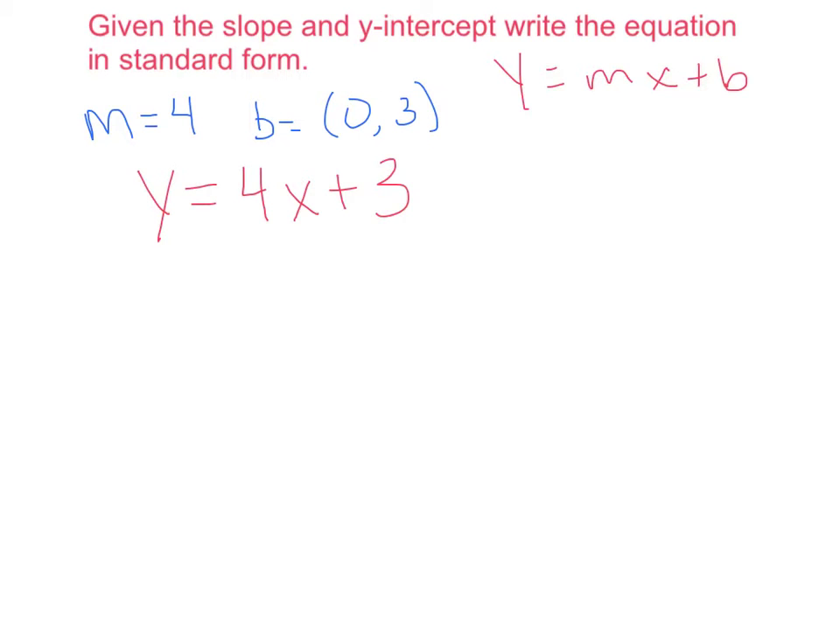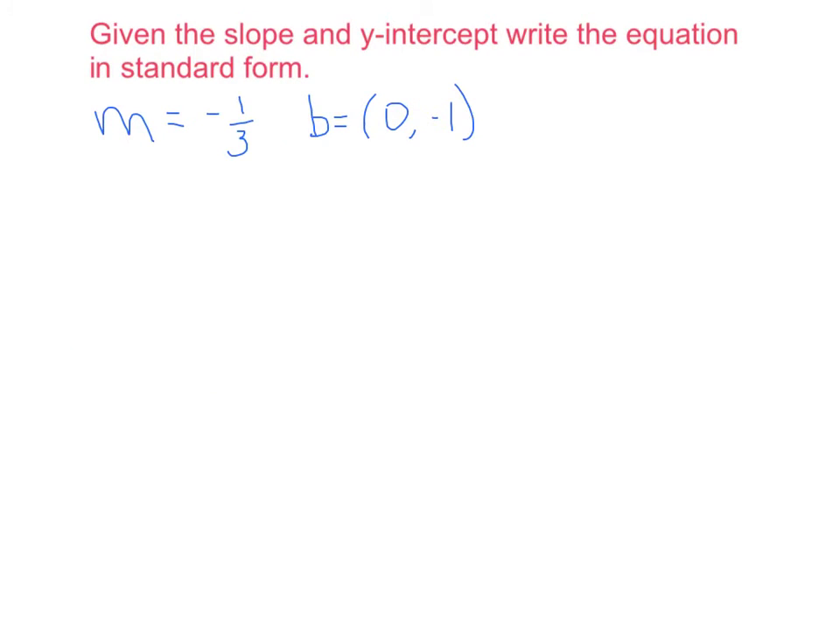Now to move from that to standard form, we need to get the x and y on the same side. So I need to subtract the 4x. Subtract the 4x. So you have negative 4x plus y equals 3. Now, the x and y are on the same side, and there's no fractions, so this is our standard form. So this is my answer.